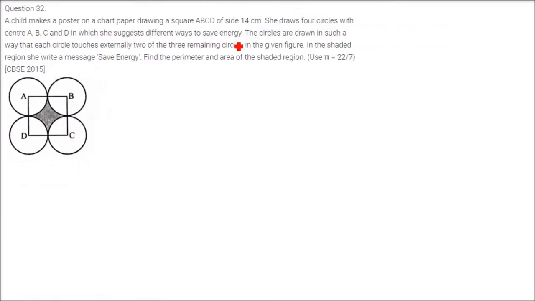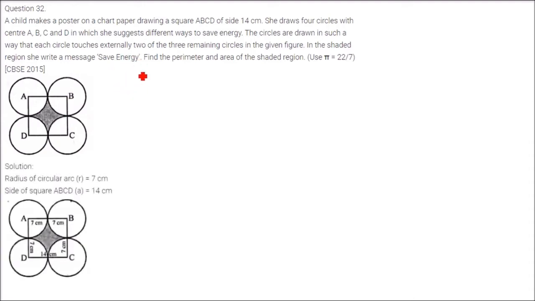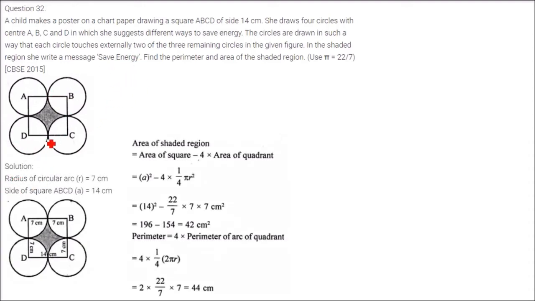A child makes a poster on a chart paper drawing a square ABCD of side 14 centimeters. She draws 4 circles with centers A, B, C, D, in which she suggests different ways to save energy. The circles are drawn in such a way that each circle touches externally 2 of the 3 remaining circles in the given figure. In the shaded region she writes, save energy. Find the perimeter and area of the shaded region. Perimeter means this length, and then this area. We have already seen how to find the area. The total side is 14 and the radius is 7.